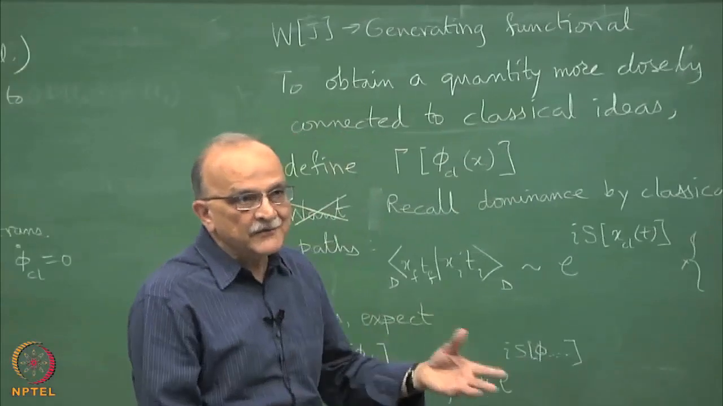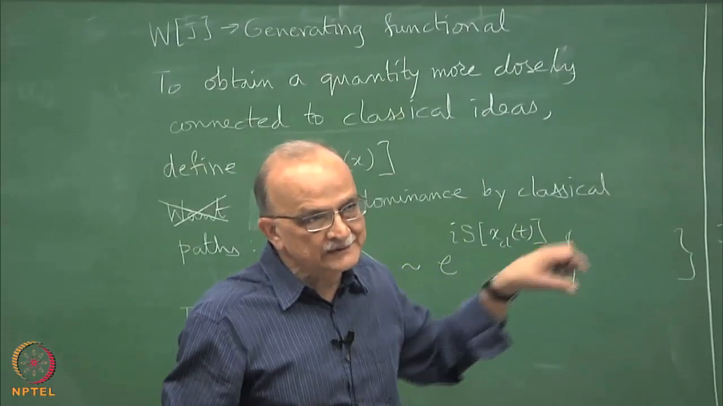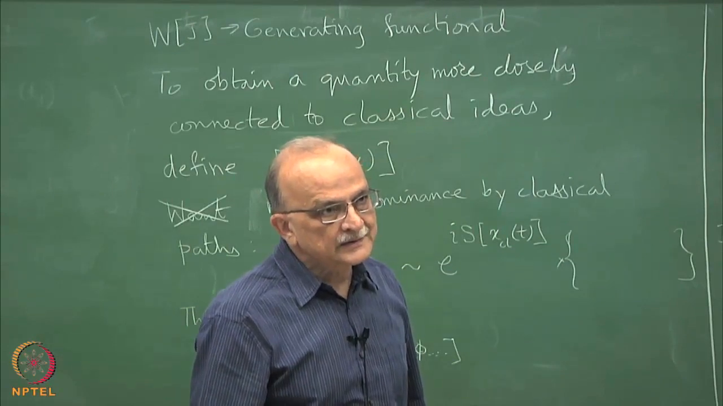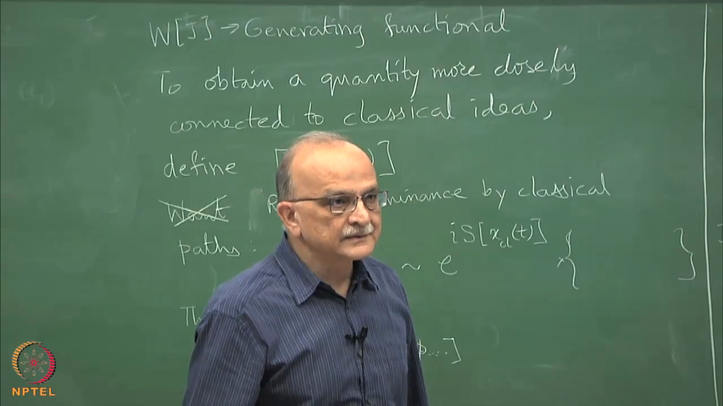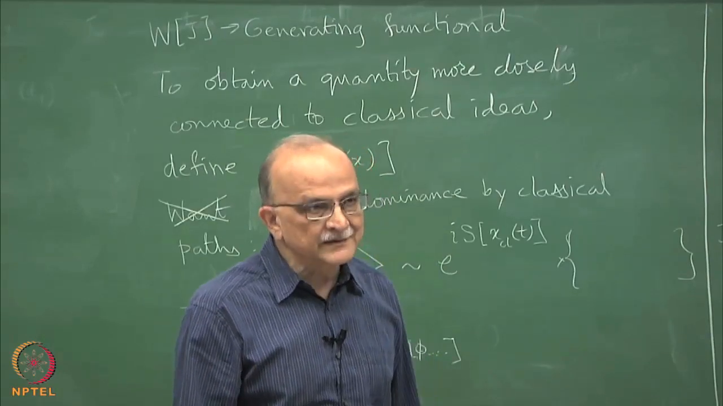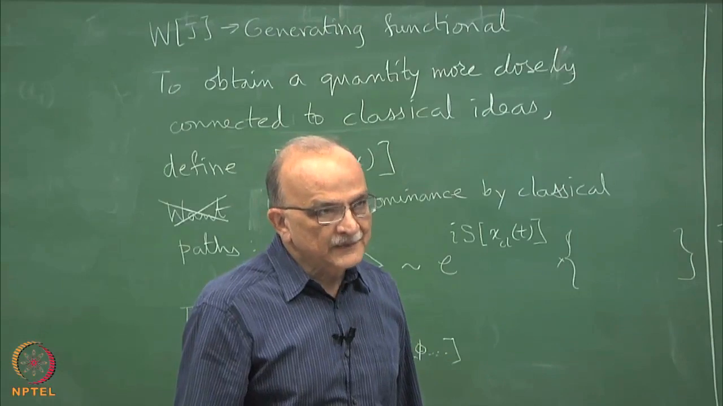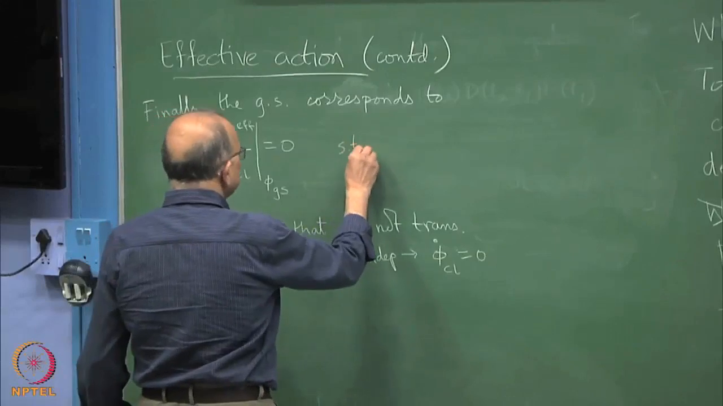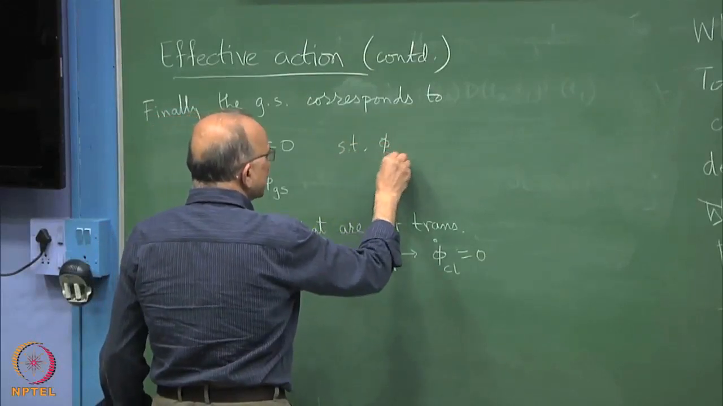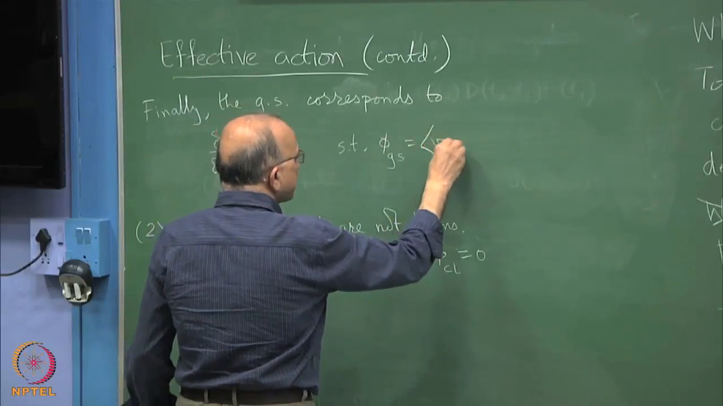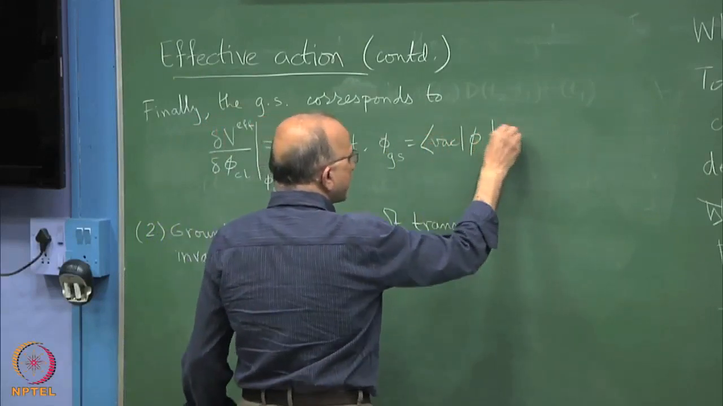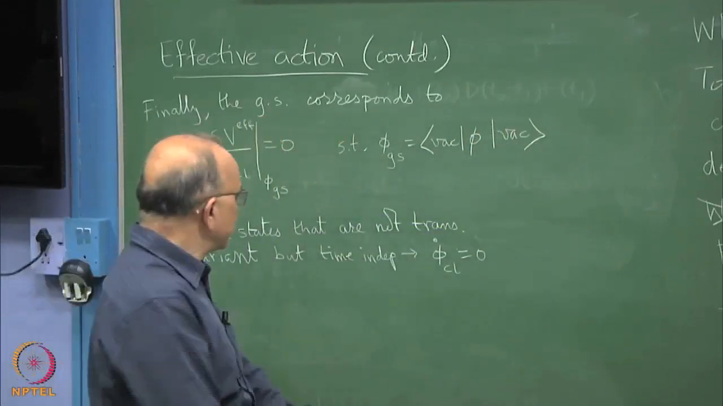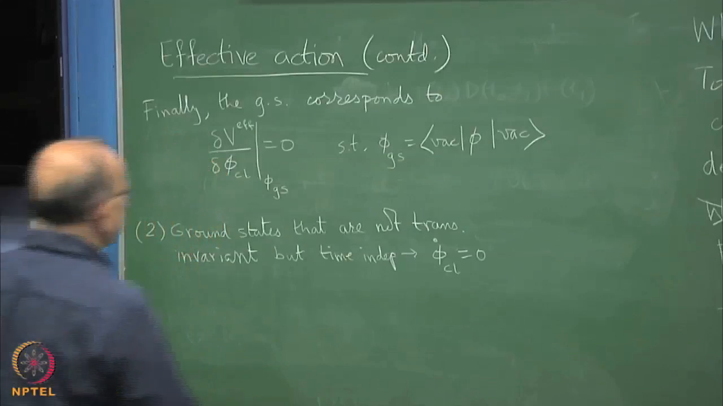So, all the quantum effects are encoded in the coefficients of this effective potential. I get a value for phi classical. That will be the expectation value of the field. That will be the vacuum expectation value of the field, such that phi gs will be equal to that, where this will be the correct vacuum also.